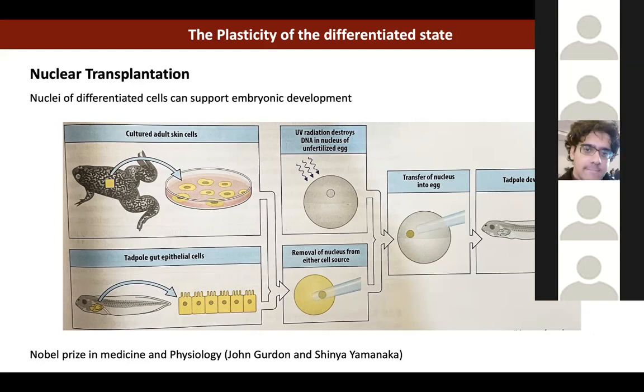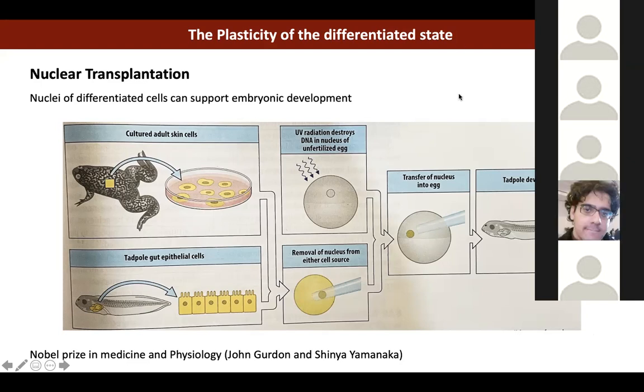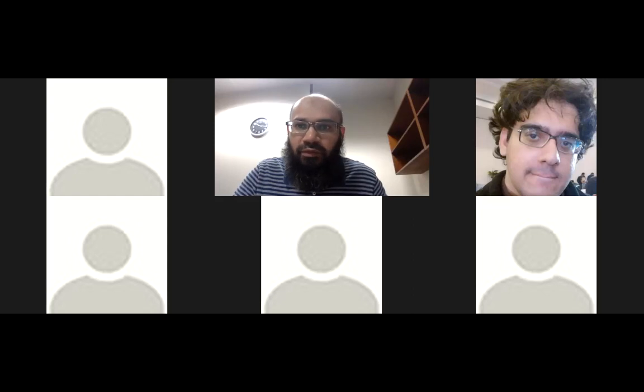Germ cells undergo meiosis and can produce gametes, and somatic cells are all the other cells of the body except the germ cells. So the rest of the cells are somatic cells. There are fundamental differences between somatic cells and germ cells. The germ cells undergo meiosis. Most of the somatic cells are end cells. They do not divide.